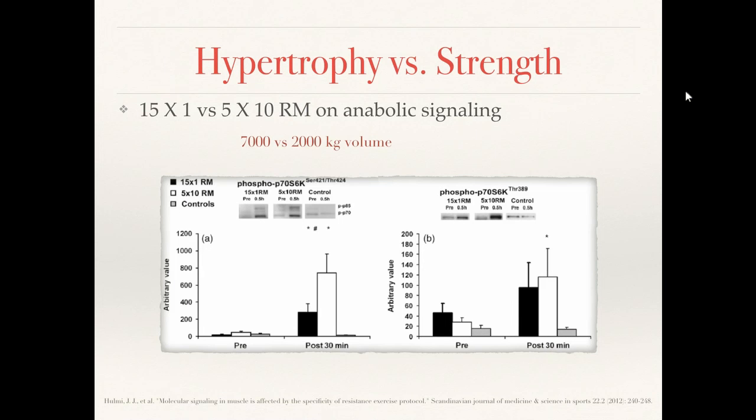So let's compare some different models. This is a good friend of mine at a Vascular University, Juha Holmi. And Juha basically compared 15 reps by 1 RM, or 15 sets by 1 RM, versus 5 by 10 RM. So the 5 by 10 RM has more volume, like 7,000 versus 2,000 kilograms.